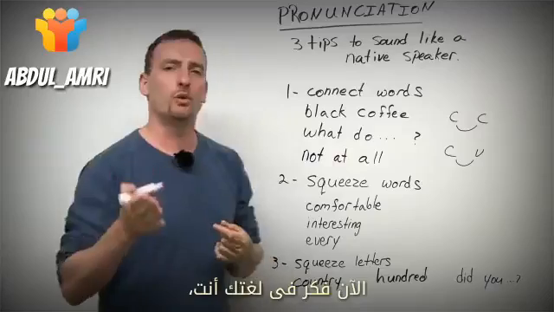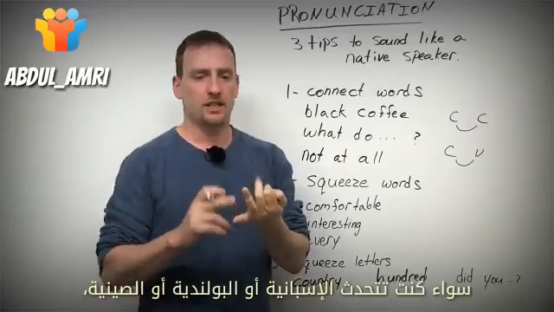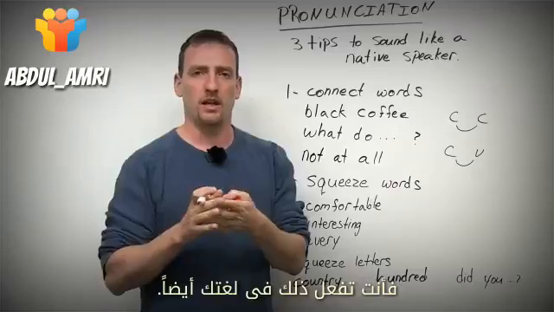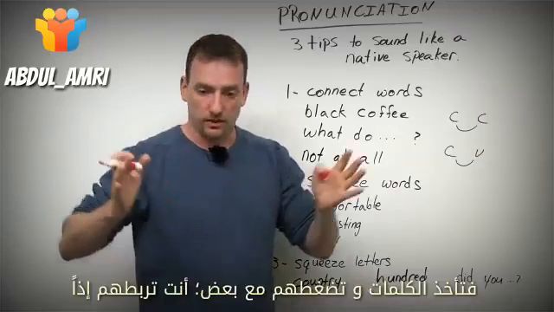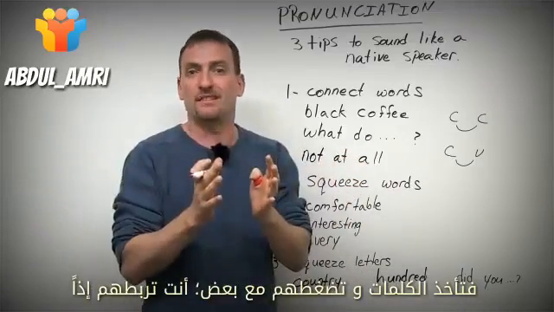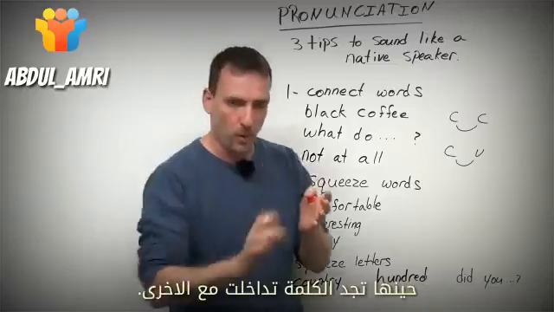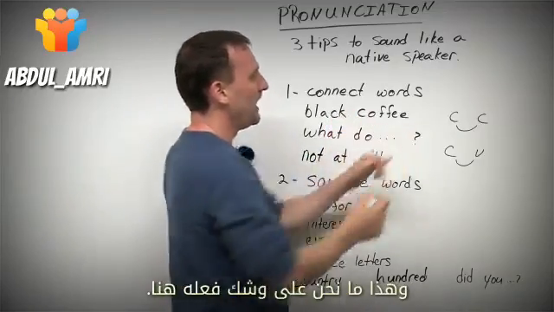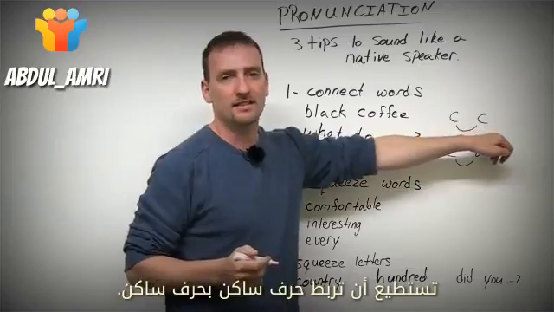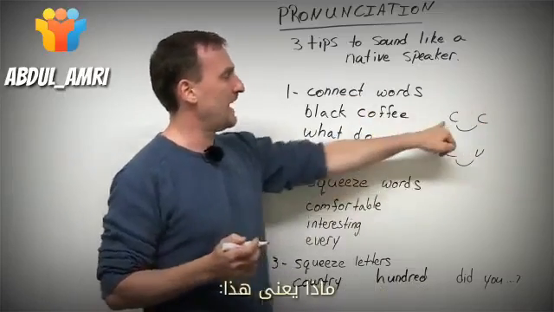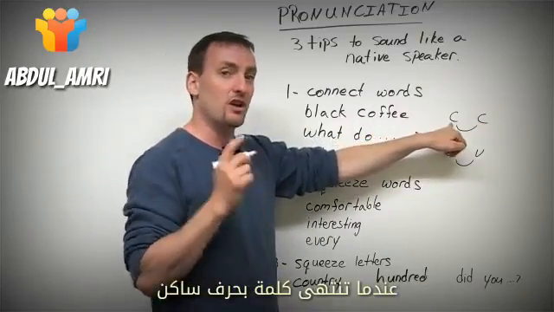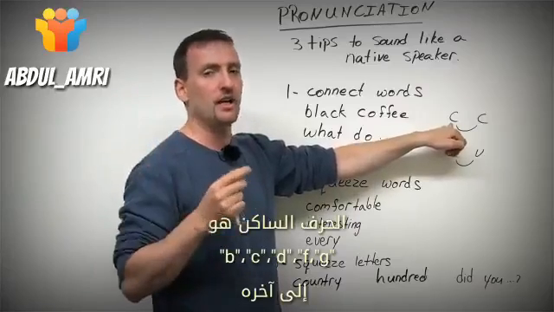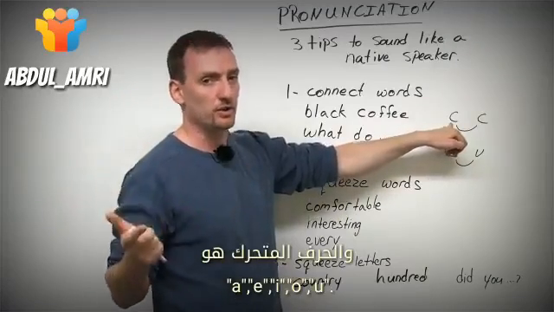Now think about your own language. Whether you're speaking Spanish or Polish or Chinese, you do this in your language as well. When you're speaking fast, you're taking words and you're squeezing them together, you're connecting them. So one word flows into the next word. That's what we're going to do here. You can connect consonants to consonants. What this means, when a word ends in a consonant, is B, C, D, F, G, etc. A vowel is A, E, I, O, U.